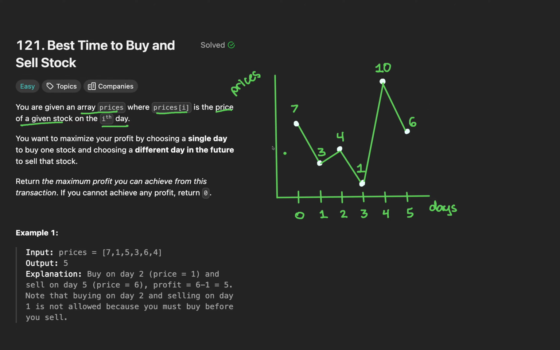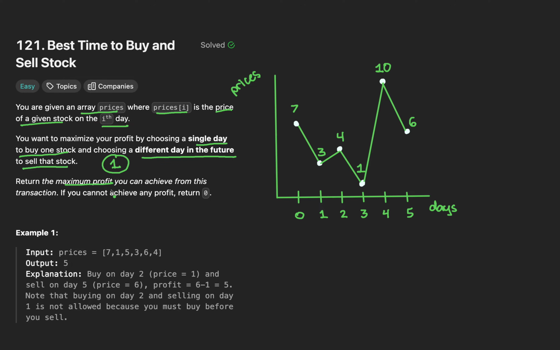What we want to do is choose a single day to buy the stock, and then choose a different day in the future to sell that same stock. We're only allowed to do this transaction one time and one time only, and it must be the transaction that yielded the maximum profit. Let's take a look at some quick examples of some transactions.